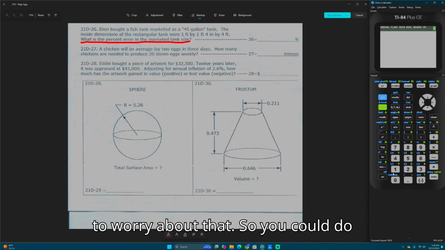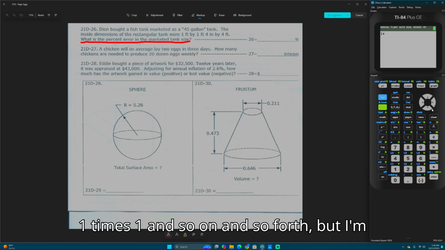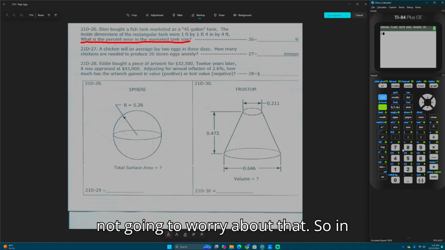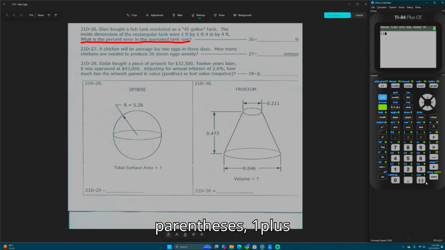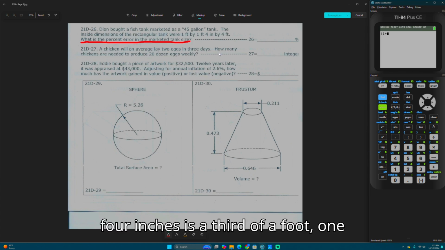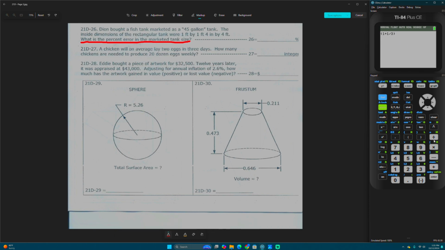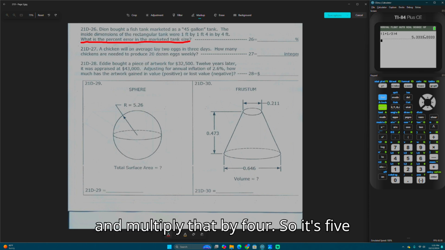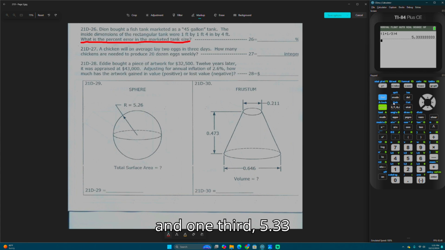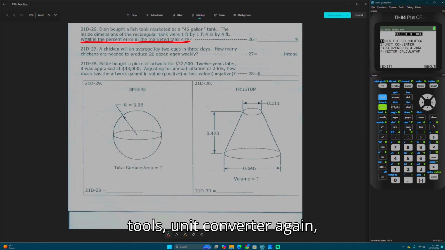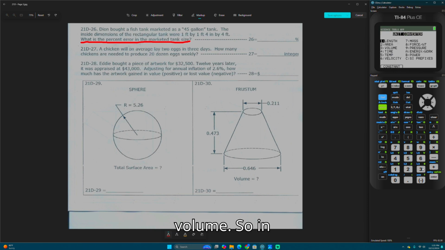So you could do 1 times 1 and so on and so forth, but I'm not going to worry about that. So in parentheses, 1 plus 4 inches is a third of a foot. 1 plus 1 over 3, sorry. And multiply that by 4. So it's 5 and 1/3, 5.33 repeating. So side tools, the unit converter again, volume.